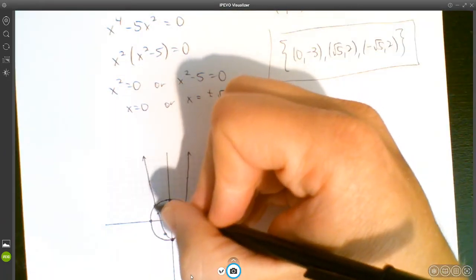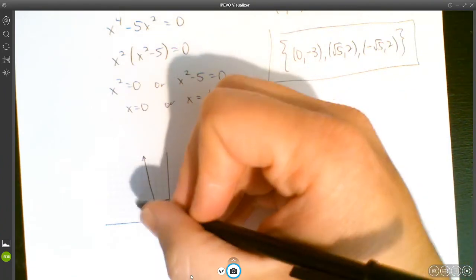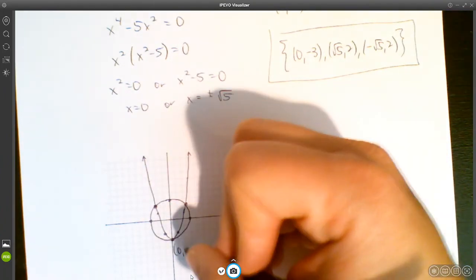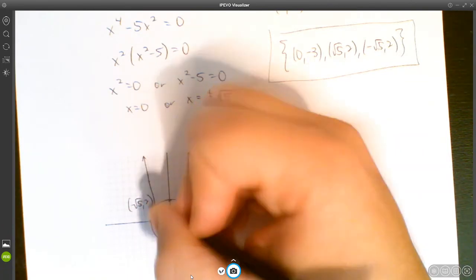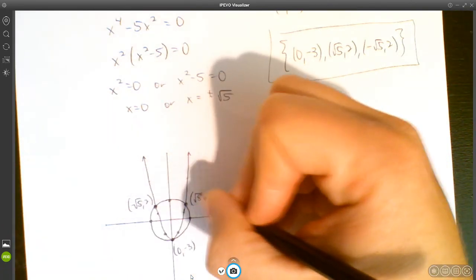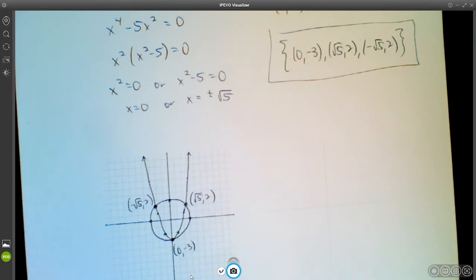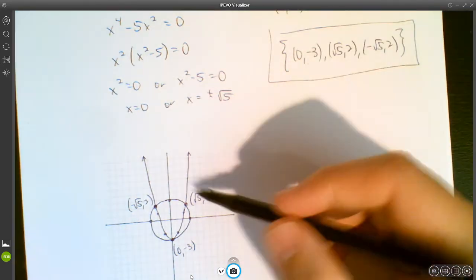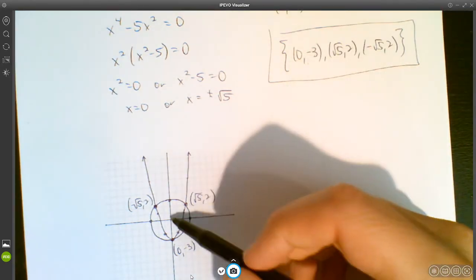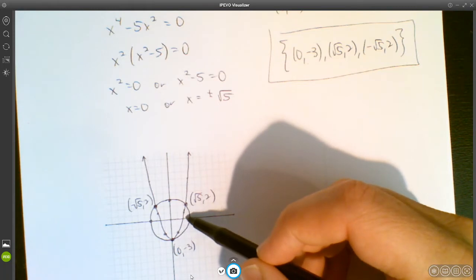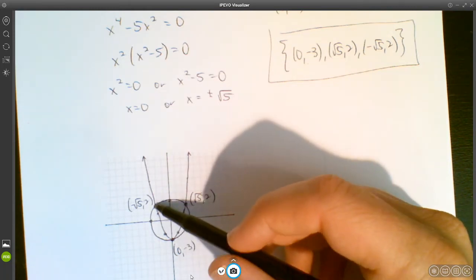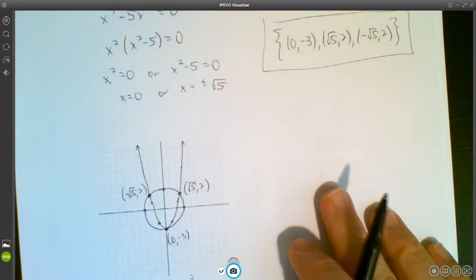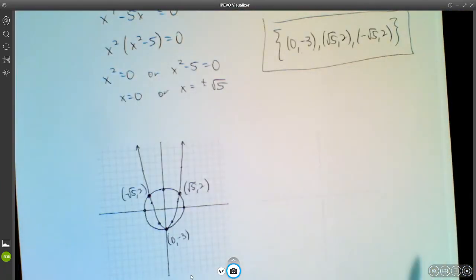So this is the point 0, negative 3. This should be the point negative root 5, 2. And this should be the point positive root 5, 2. Okay, and that makes sense. Root 5 is a little bit more than 2, right? So we have 1, 2, and some change, and then up 2. Negative 1, 2, and some change, and then up 2. So yeah, it seems to work out, okay?